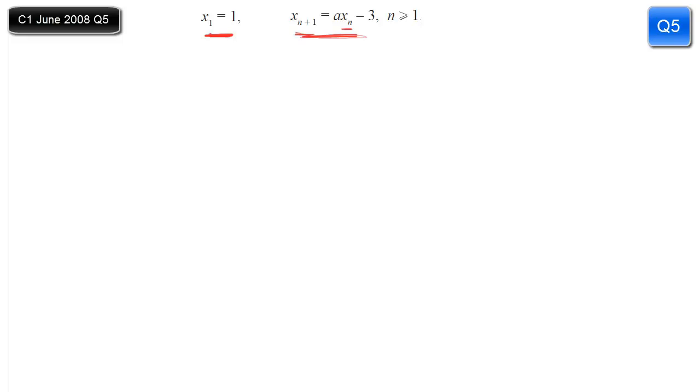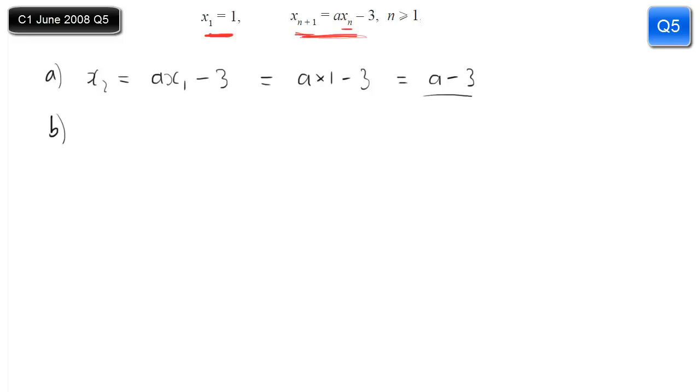Part A, we're asked to find the second term, so x2. So using the formula above, x2 is going to be equal to a times x1 take away 3, which turns out to be a times 1 minus 3, which simplifies to just a minus 3. So that's my answer to part A.